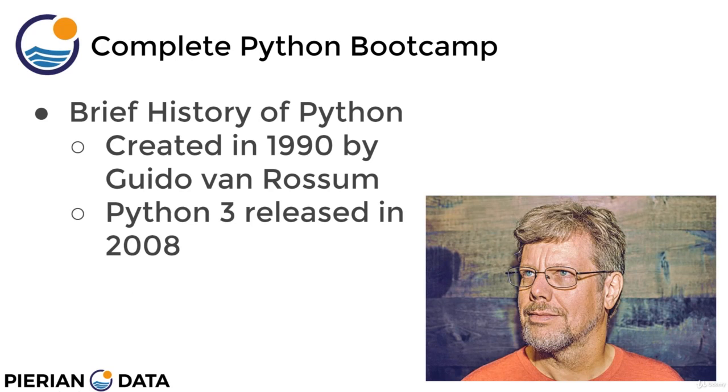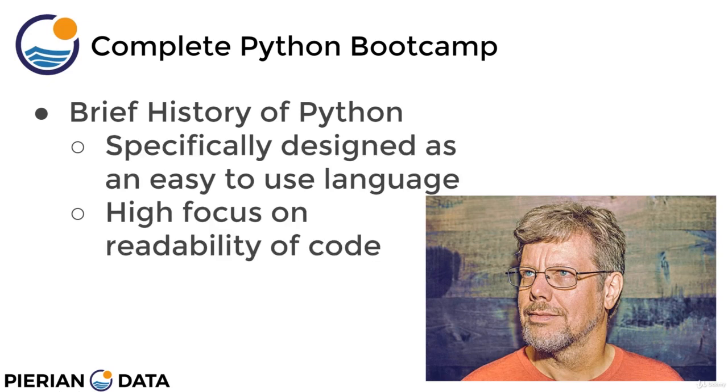Let's start with just a very brief history of Python. It was created in 1990 by Guido van Rossum, who is pictured here, and Python 3 was released in 2008, with subsequent releases happening after that, such as 3.1, 3.2, and so on. Now, Python, when developed by Guido van Rossum, was specifically designed as an easy-to-use language, with a very high focus on readability of code. And these are just a few of the things that have really allowed Python to explode in popularity. Readability and ease of use was something that was set ever since the start of the creation of the language.